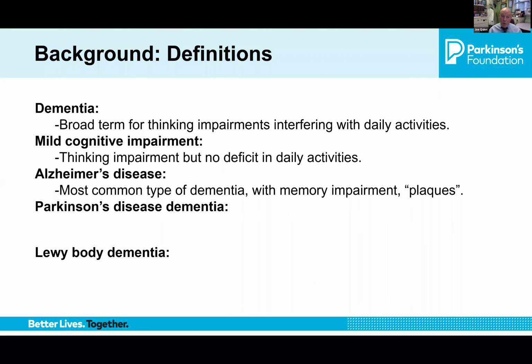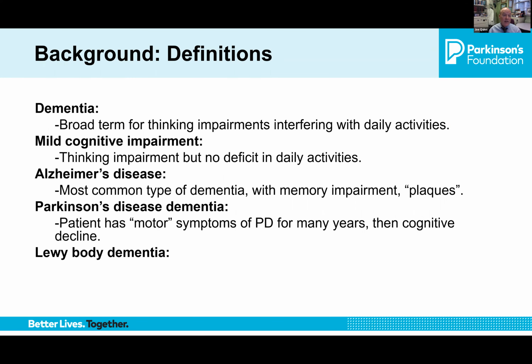Now, that's one type of dementia. Another type of dementia is the one that is going to be of greatest interest, I think, to the audience today, and that is dementia occurring in the setting of Parkinson's disease. And we call that disease Parkinson's disease dementia. So these are patients who have a diagnosis of Parkinson's disease. They have the classical problems with movement, what we call the motor symptoms of Parkinson's disease, usually for a number of years, and then they start to have problems with thinking. They have cognitive decline, and so on.